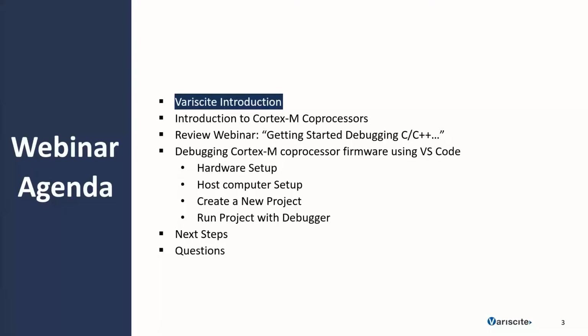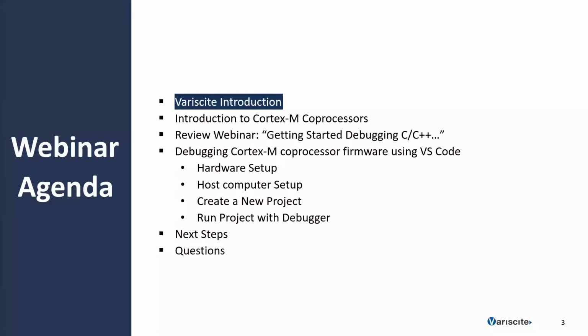This is our agenda for today. I'll start by giving an introduction to Variscite. Then I'll give an introduction to the Cortex-M coprocessors. We'll review a previous webinar where we presented how to get started debugging C and C++ applications using VS Code. And then we'll walk through a demonstration showing how to debug Cortex-M coprocessor firmware using VS Code.